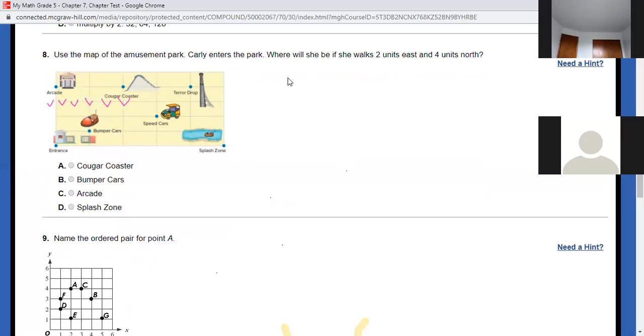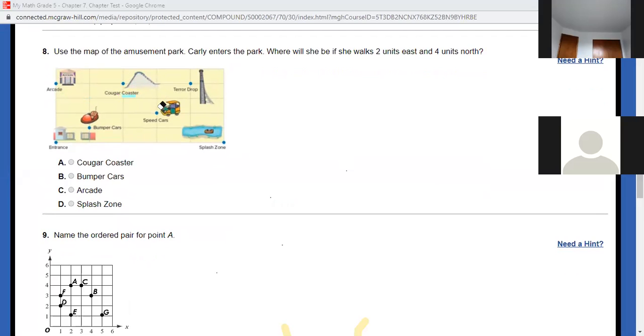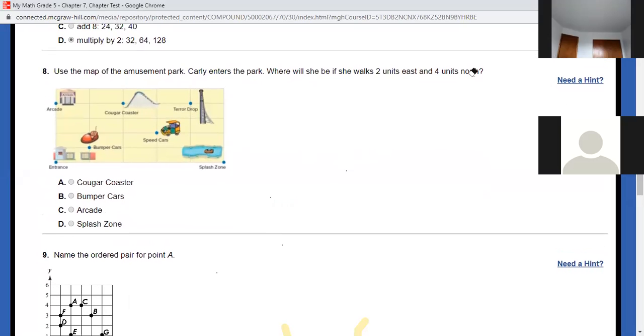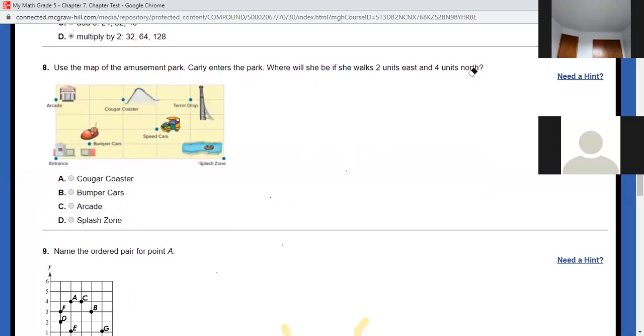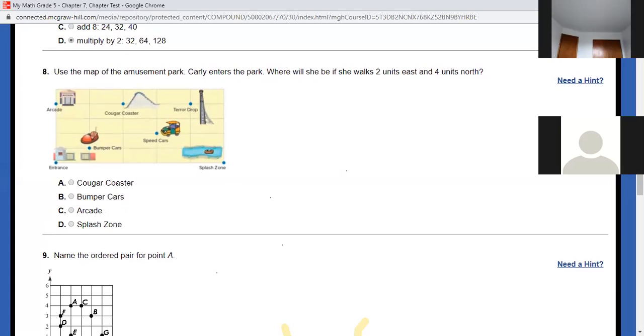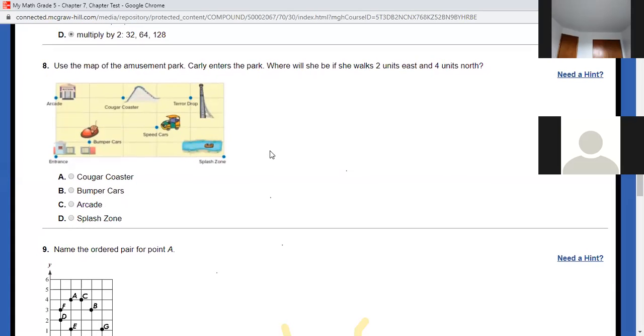Now we're on question 8. Guys, we are zooming through, literally zooming, but also just getting through this pretty fast. Nice. Okay, guys, we have a map here. Use the map of the amusement park. Carly enters the park. Where will she be if she walks 2 units east, 4 units north?